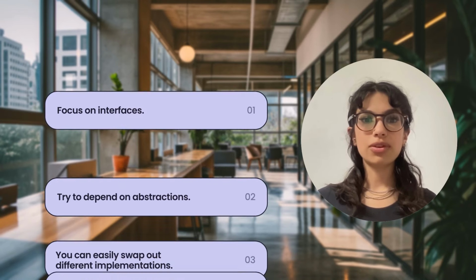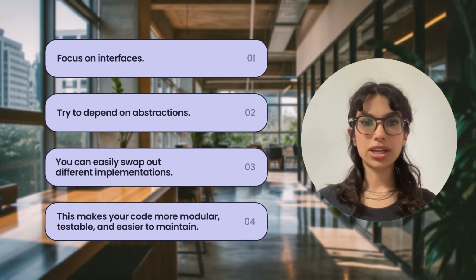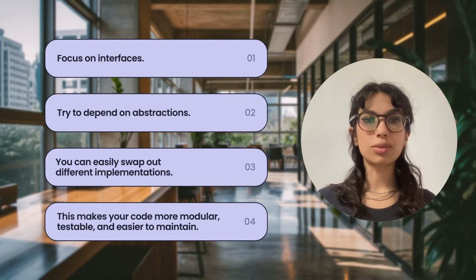Tip number 1, focus on interfaces, not concrete implementations. This is probably the most fundamental piece of advice for working with dependency injection. When you're designing your classes, try to depend on abstractions like interfaces or abstract classes rather than specific implementations. Why? Because this gives you flexibility.